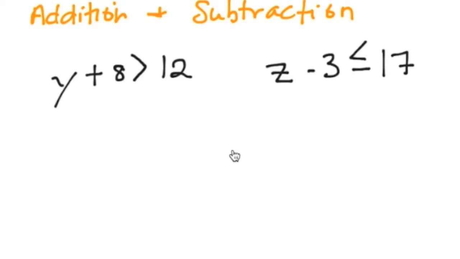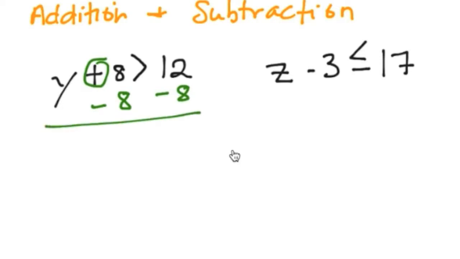We are going to learn how to solve one-step inequalities. Just like solving for a variable, you're going to use the inverse operation. So we start out and we know that our operation is addition and the opposite of addition is subtraction. So we're going to subtract 8, because the 8 is on the same side as the y. Subtract 8 from both sides. Whatever is done to one side of the equation must be done to the other.